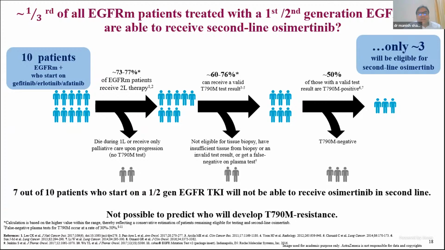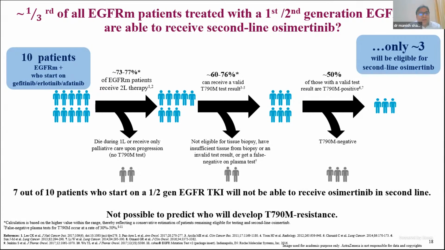So should all the patients receive a first generation oral TKI, or should some patients receive a third generation oral TKI, or should some patients receive a first generation TKI and then look for the T790M mutation and then go for osimertinib? So the fundamental fact behind this is that of those patients who receive a first generation or second generation oral TKI, 50% of them are not able to receive osimertinib.